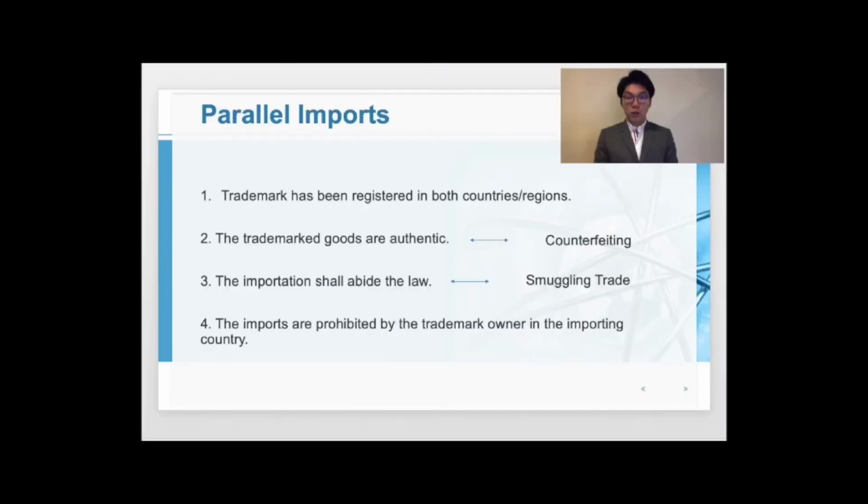So, in order to constitute a parallel import case, several features below must exist. First, the trademark in question has been registered in both countries or regions. Second, the trademark goods are authentic. Third, the importation shall abide by the law. Lastly, the imports are prohibited by the trademark owner in the importing country. So it is quite a hard case to build up a real parallel import business, isn't it?